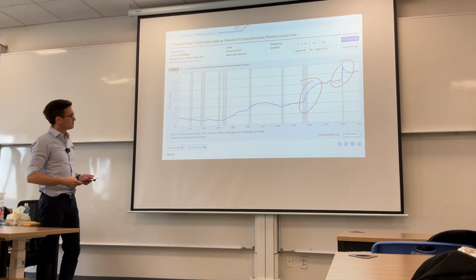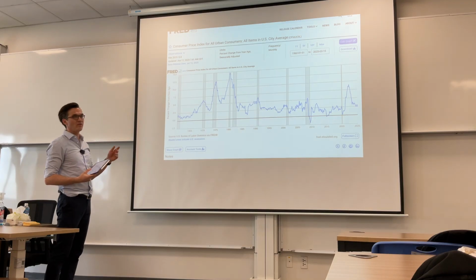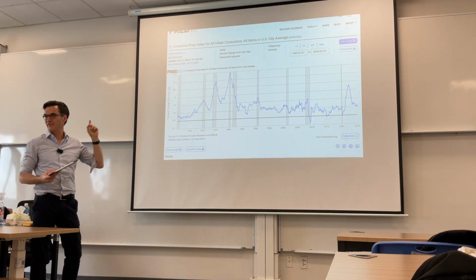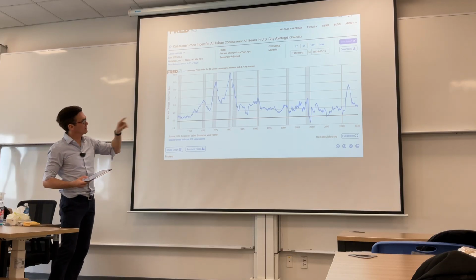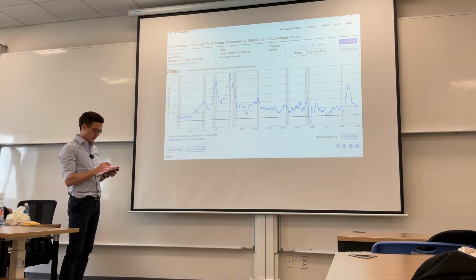All right. So what does this paper now try to do? It tries to provide a link of this debt to GDP ratio, or the deficits, to this inflation time series. So this is U.S. inflation, as measured by the consumer price index.